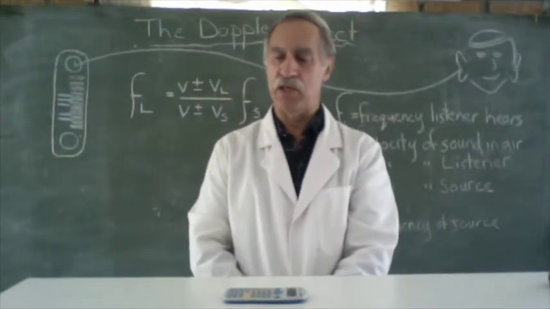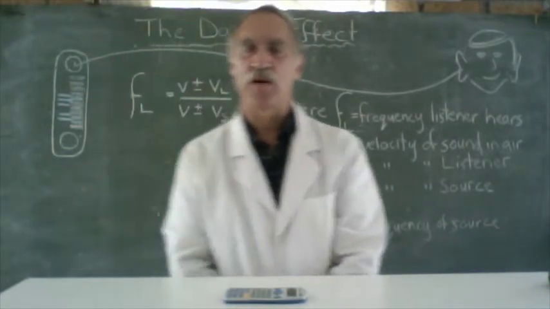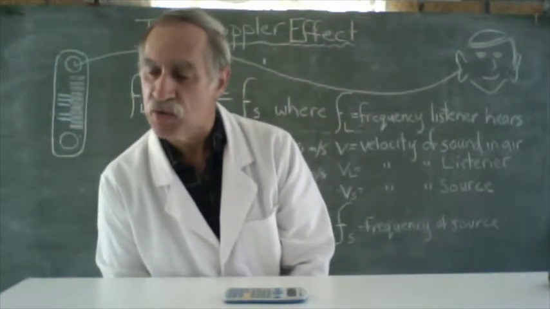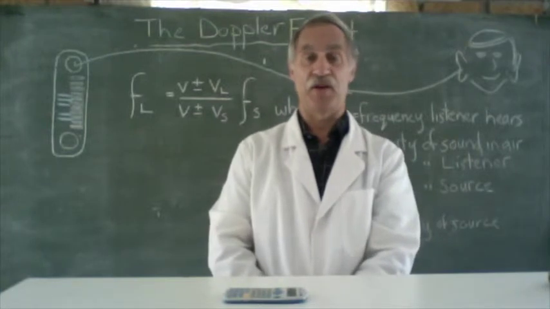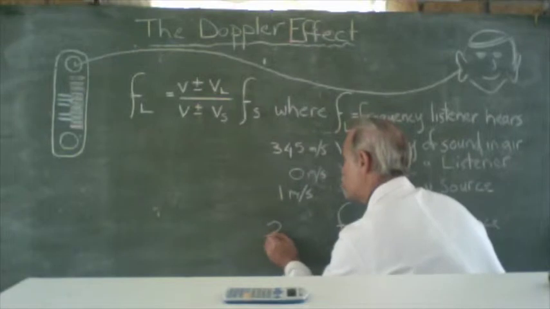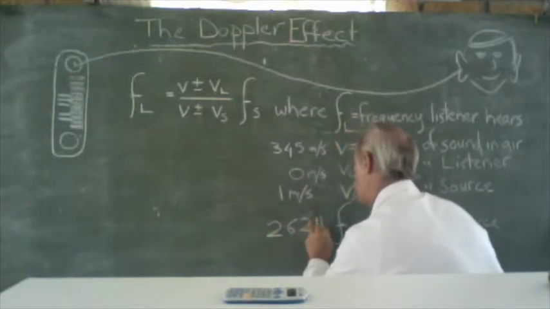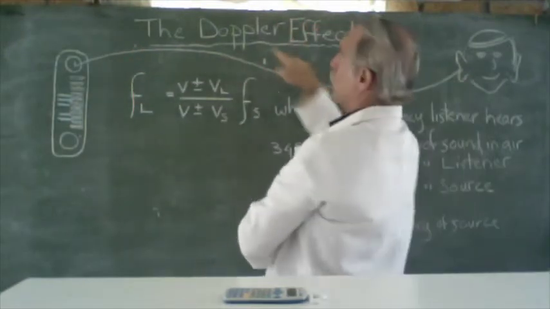Now middle C is 261.63 hertz, or 262 hertz probably to round it off. So the frequency of the source is 262 hertz.